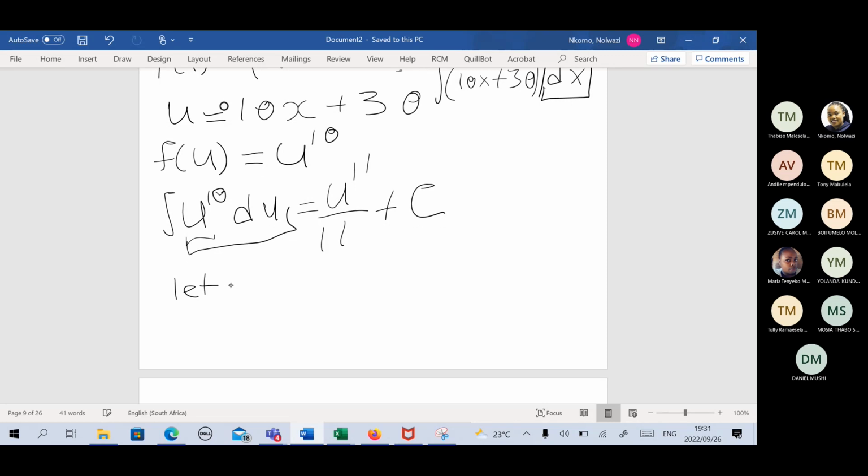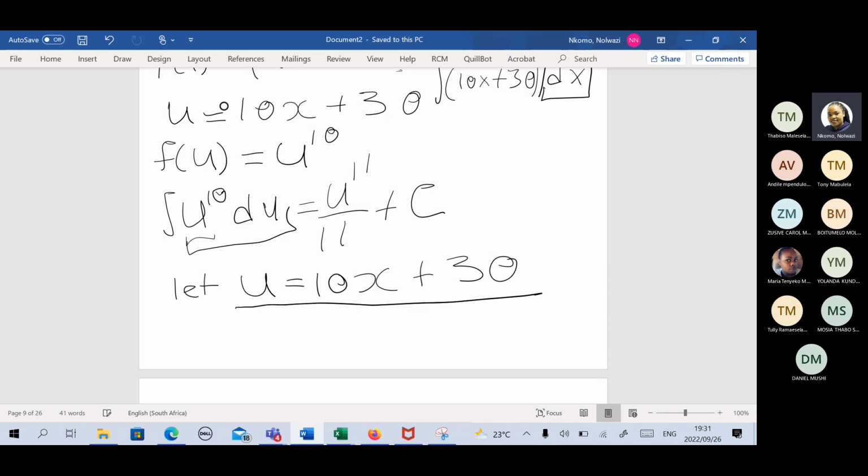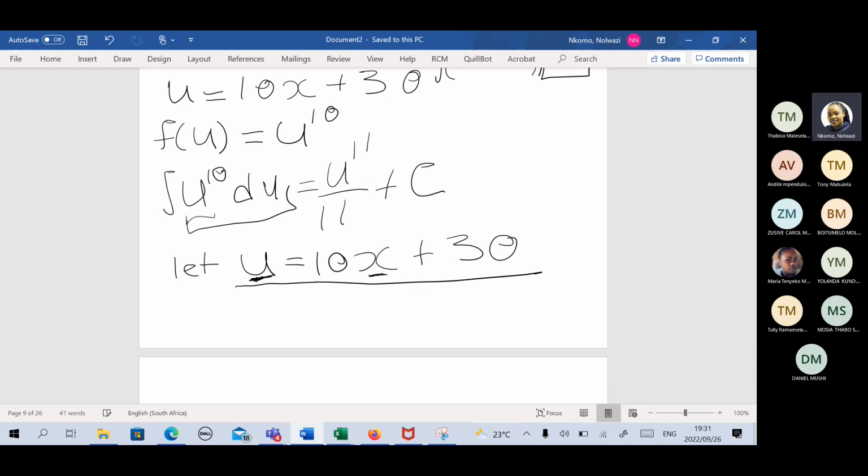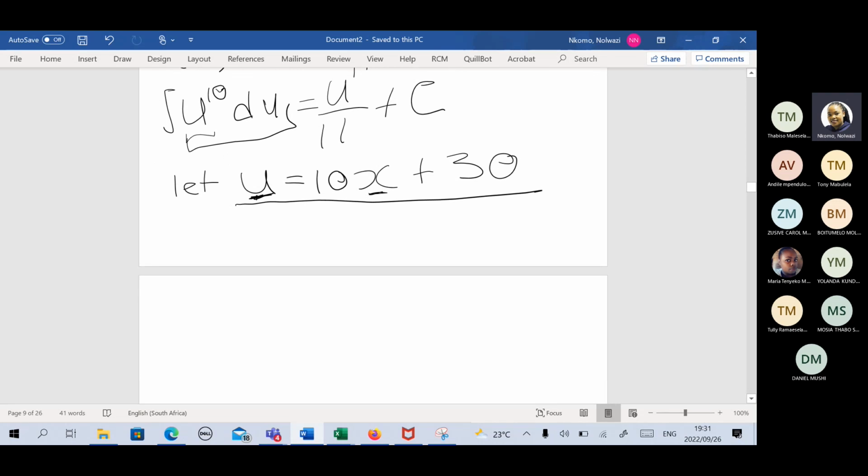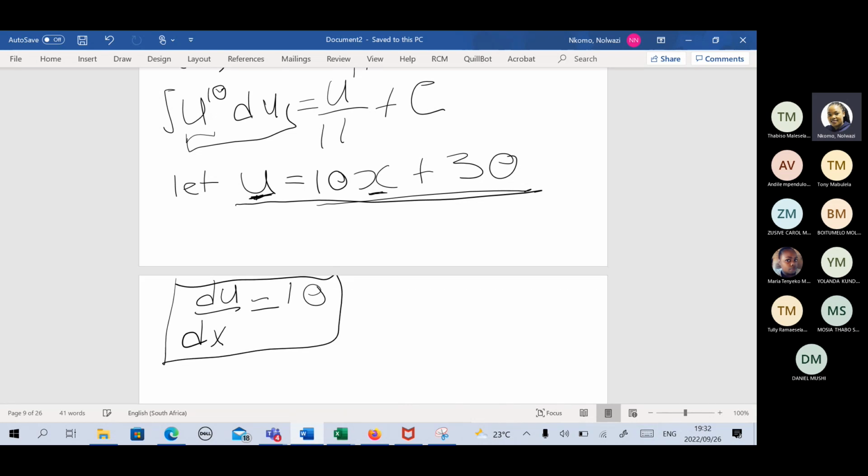If we let u to be 10x plus 30. Okay, since this function is now the function of u with respect to x, meaning to get du, we need to differentiate this function with respect to x. And if we differentiate this function with respect to x, we get 10, right? Then from here, we can solve for du. So that we'll know whether du does equal dx or not.